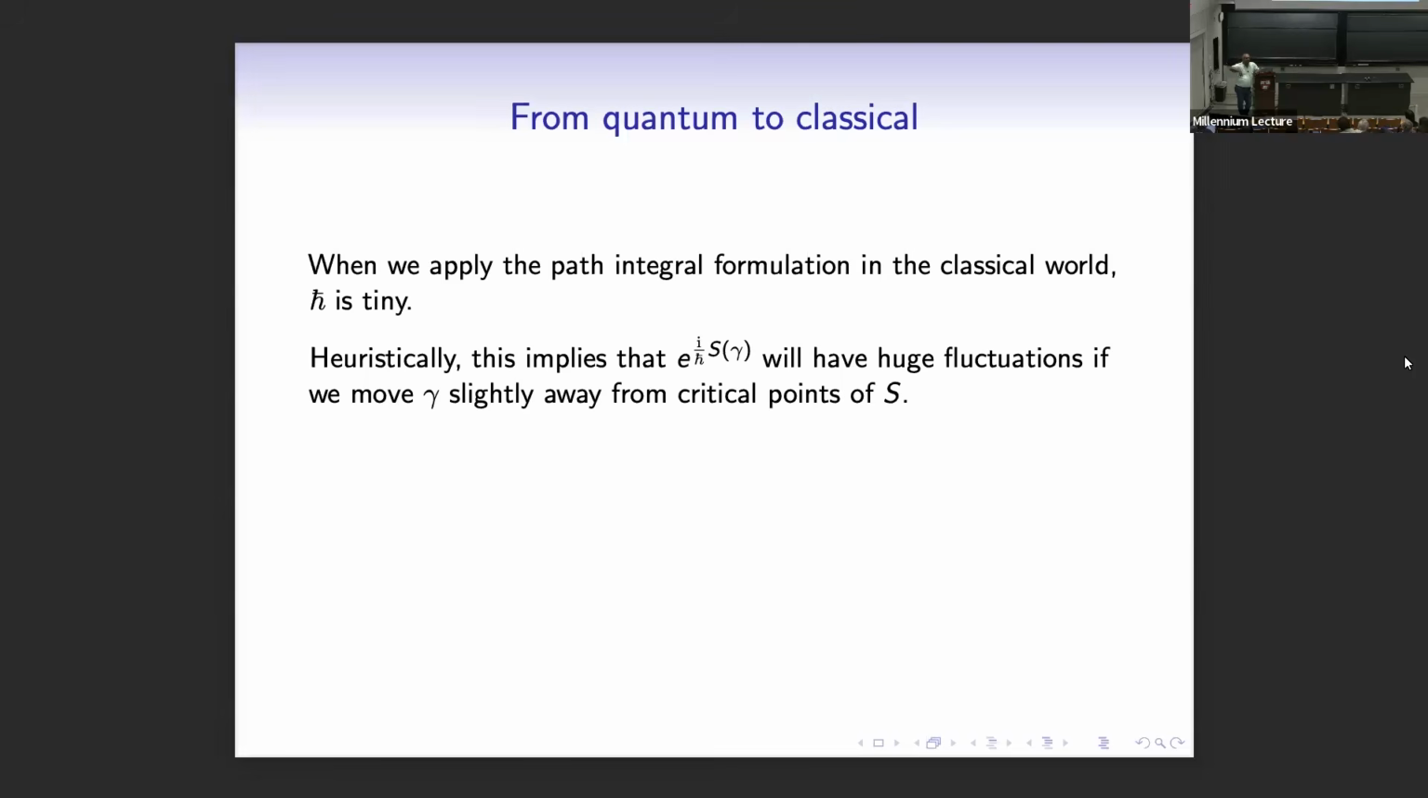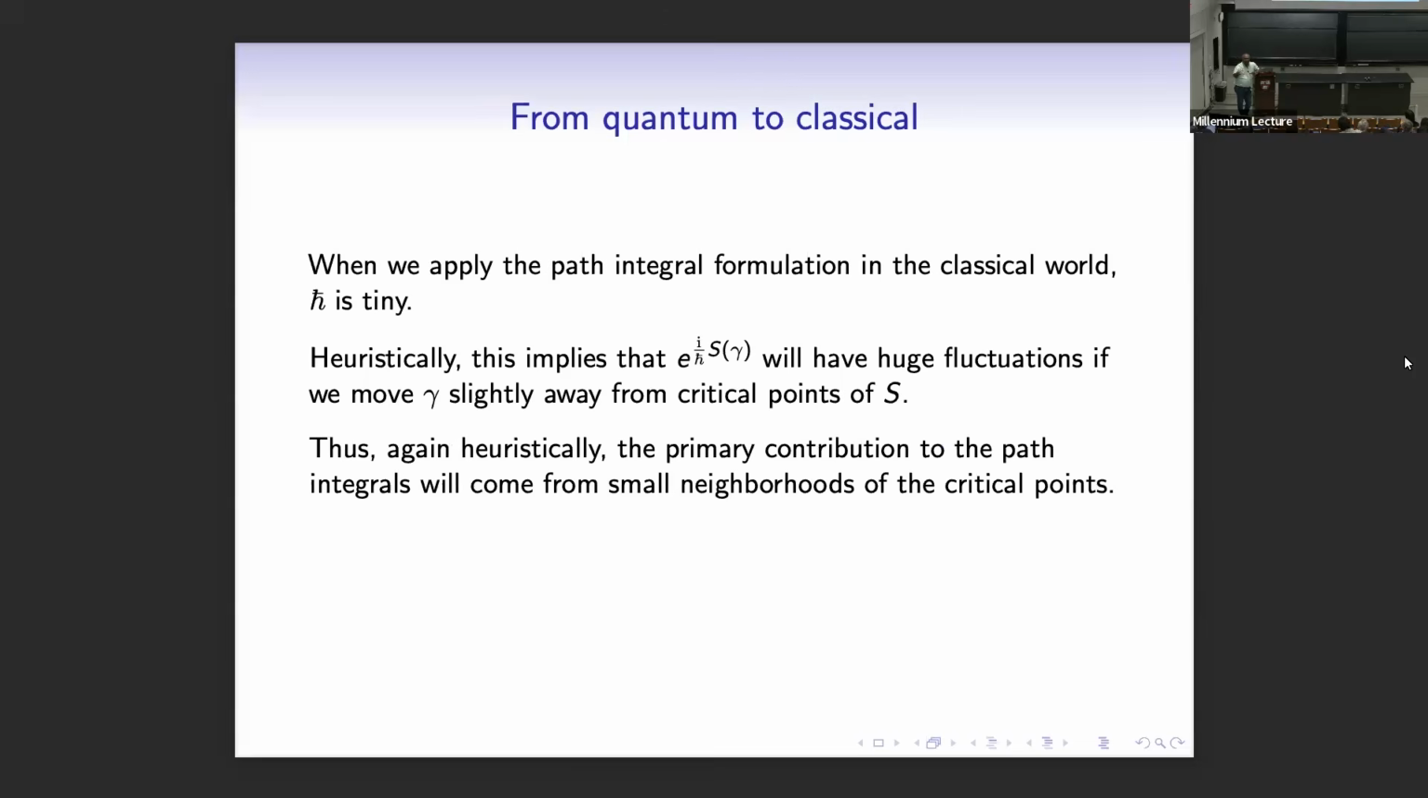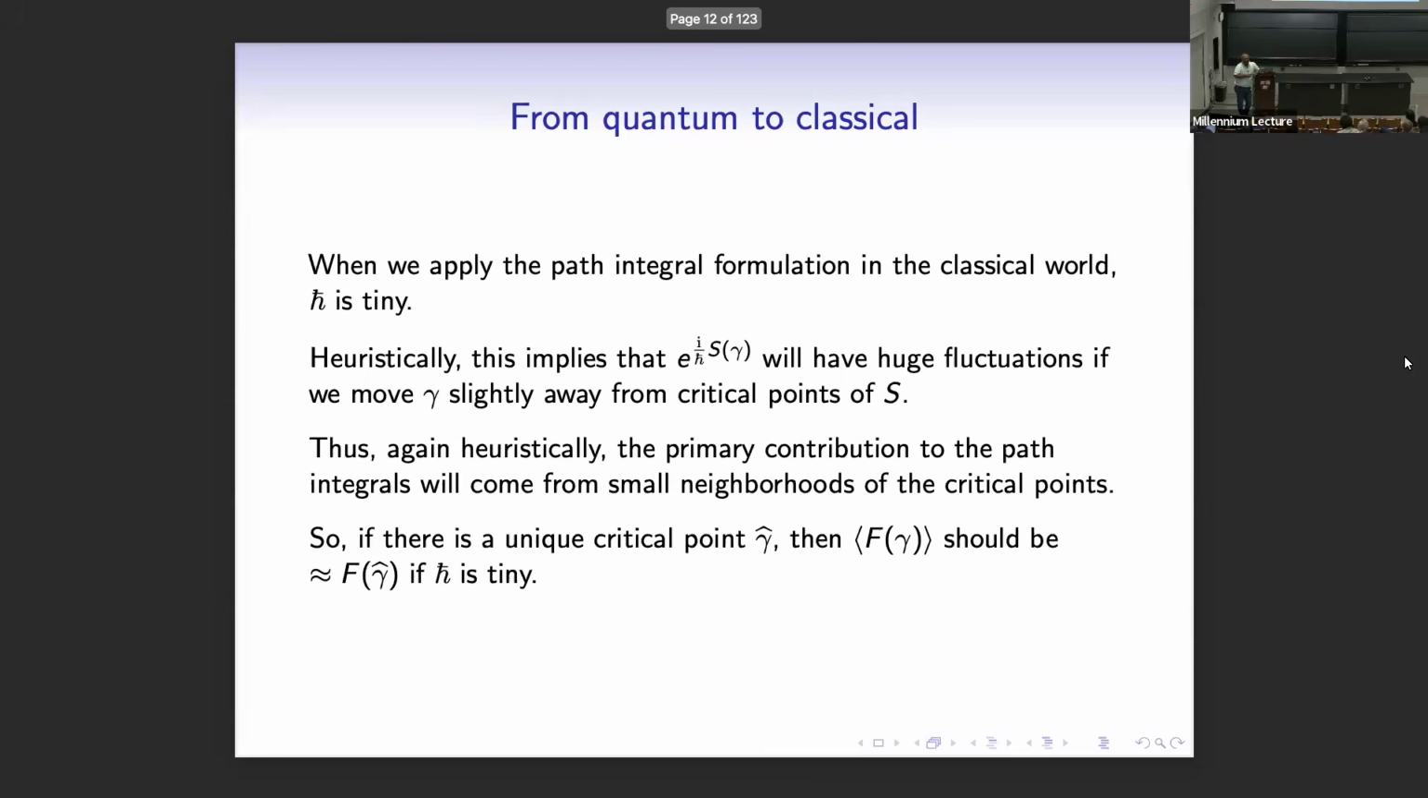And these fluctuations are supposed to cancel out, and so again, the primary contribution to the path integral, in both numerator and denominator, will come from small neighborhoods of the critical point. So in particular, if there is a unique critical point gamma hat, then you may expect that if h bar is tiny, the expected value of F(gamma) would be close to F of gamma hat. And in many situations, you can actually justify this.